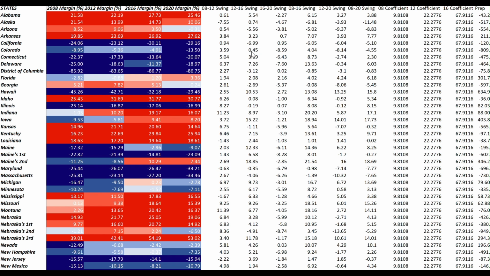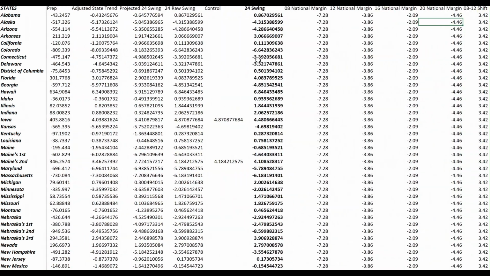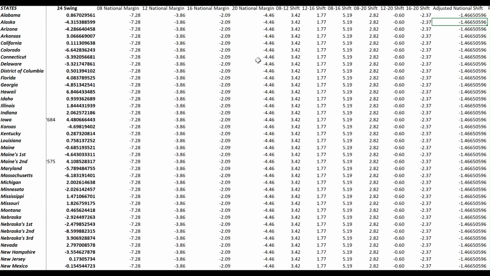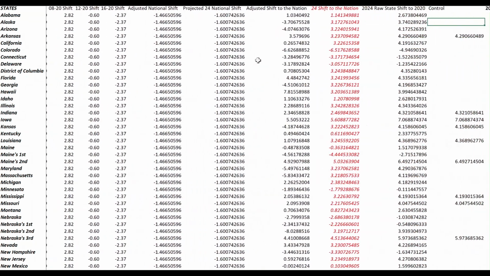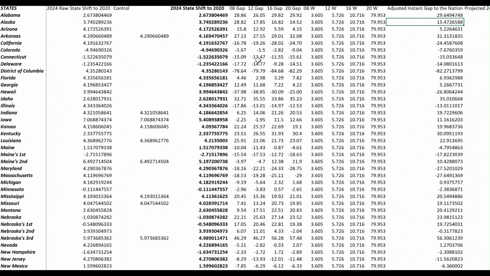So what the model does in this part: here we've got a preview. In this spreadsheet, we sum up the three main features that are characteristic of this part of the model, which are state swing, then state swing compared to the nation, and then state gap in comparison to the nation. We'll get to that later.